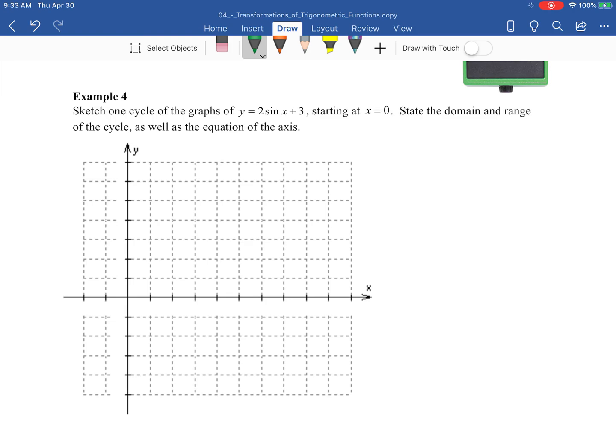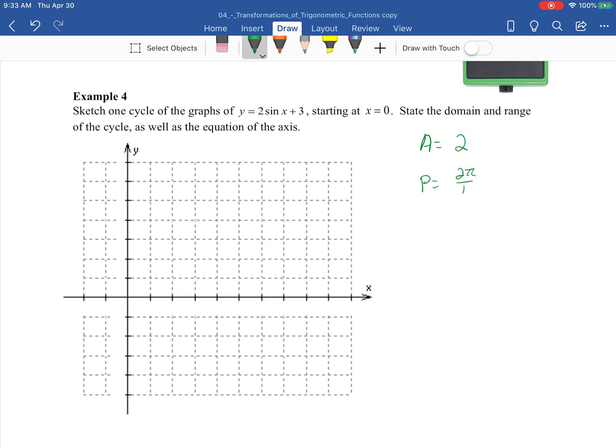Okay. They give you an equation, and they want you to graph it. The first thing I do is I write down, okay, what's the amplitude? And here the amplitude is 2. That's that number out front. It's the vertical stretch. Now I know this graph has got to go from +2 down to -2.